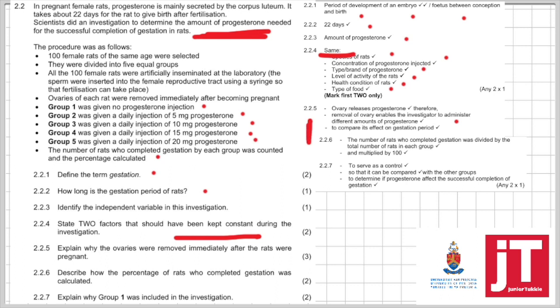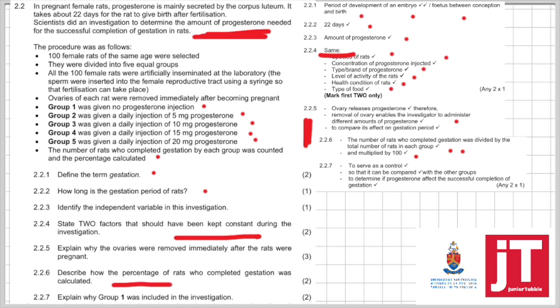2.2.6. A very nice question this is. Describe how the percentage of rats who completed gestation was calculated. Easy. The number of rats who completed gestation was divided by the total number of rats in each group and then multiplied by 100. That's how you calculate percentage.